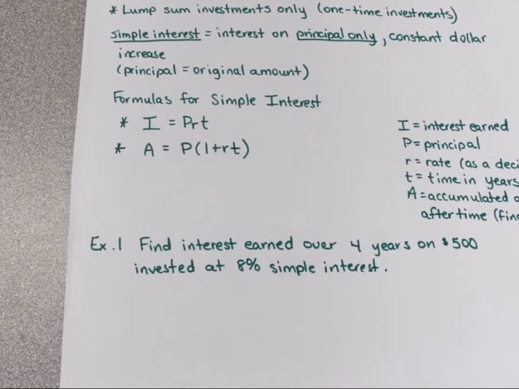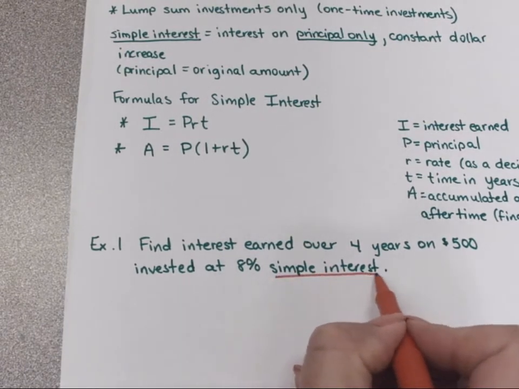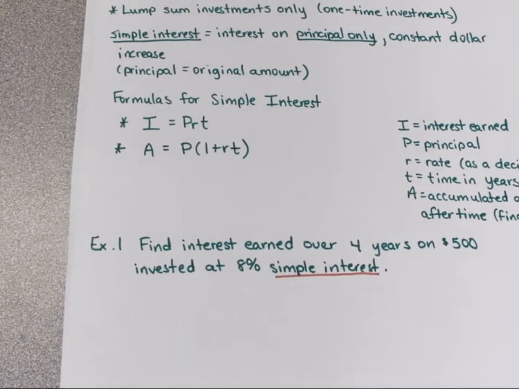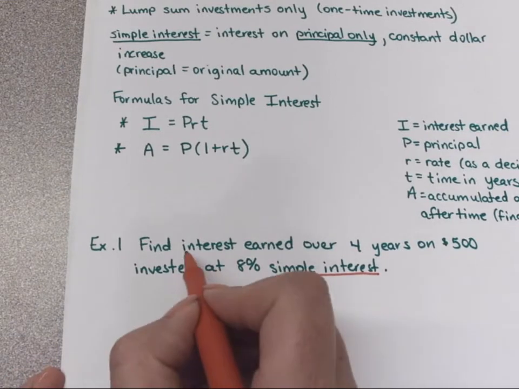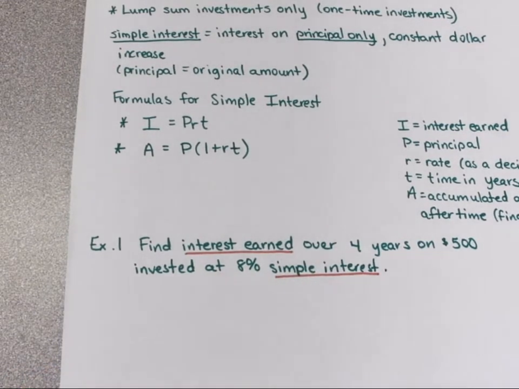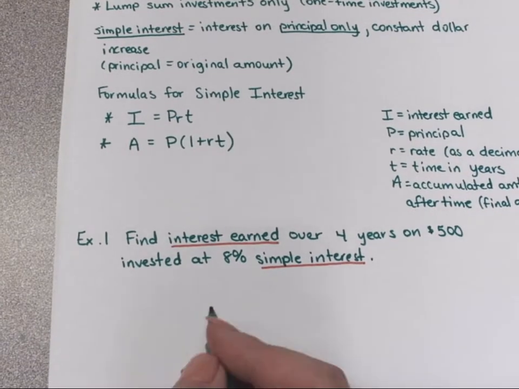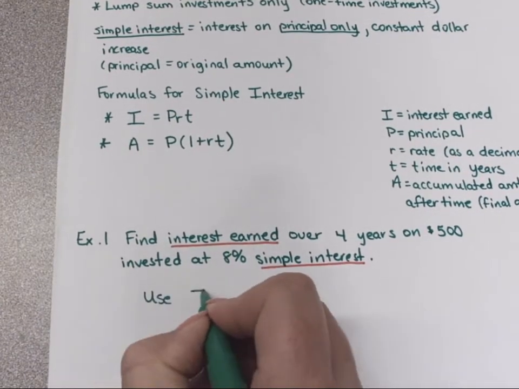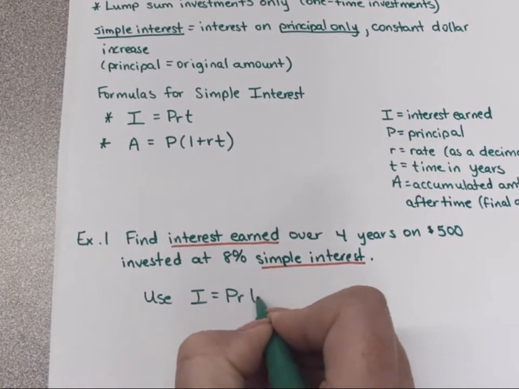All right, so we're going to find the interest earned over 4 years on $500 invested at 8% simple interest. Okay. The first thing I want you to notice is when the conditions are simple interest, it's going to state that. Okay. If it mentions anything about compounding, that is compound interest, not simple interest. And then also it's asking you to find the interest earned. Okay, so which formula would give me the interest earned of the two that I have written up there? The I one, yeah. So we're going to use I equals P times R times T.